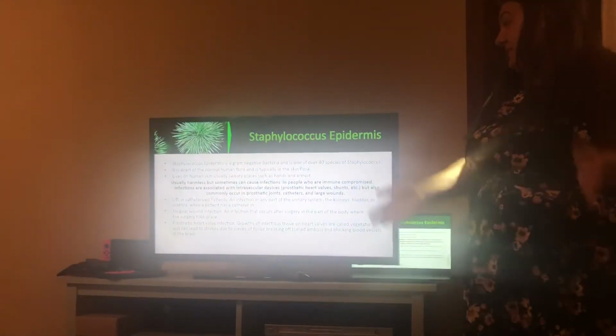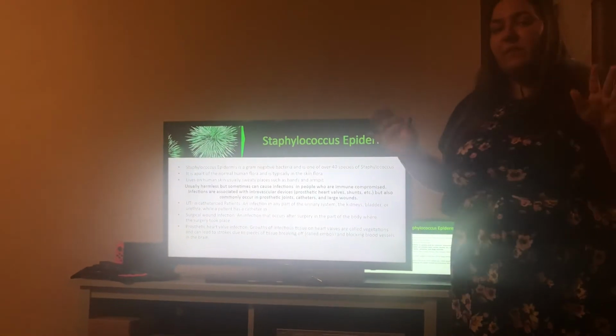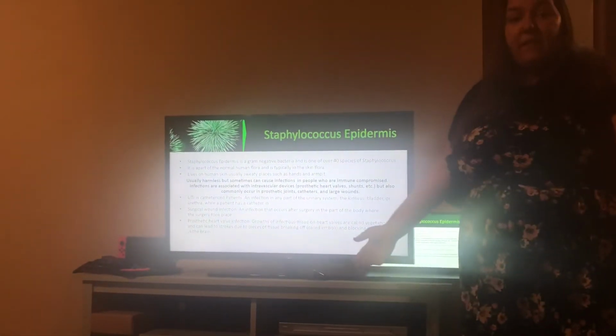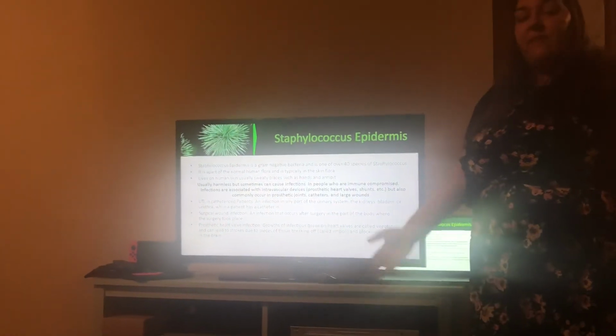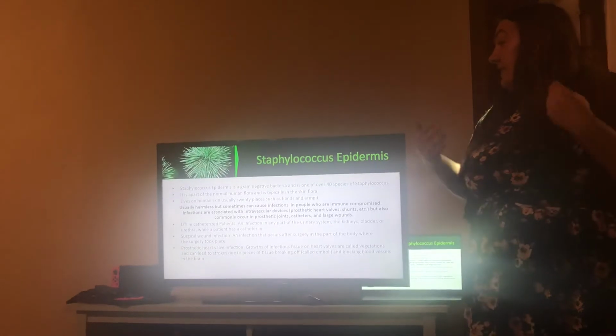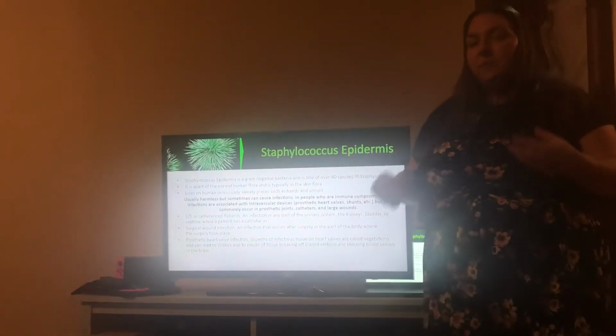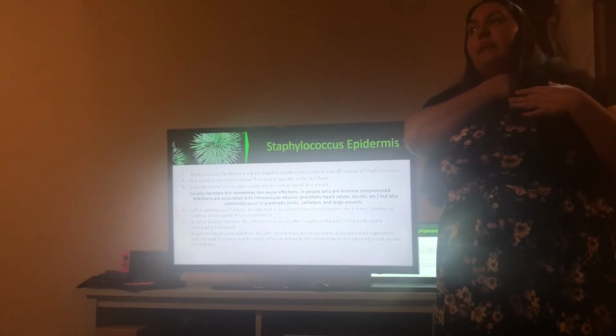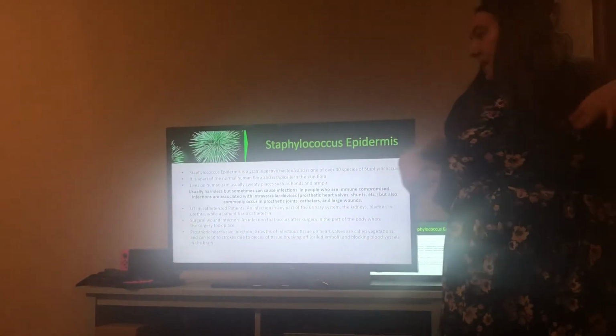Staphylococcus epidermidis is a gram-negative bacteria that is one of the 40 species of Staphylococcus. It is a normal part of the human flora, and it is found most likely in the skin, but also in the respiratory tract. It lives on human skin, and it likes to be in wet, sweaty places, so it usually lives on your hands, sometimes under your neck, in your armpits.